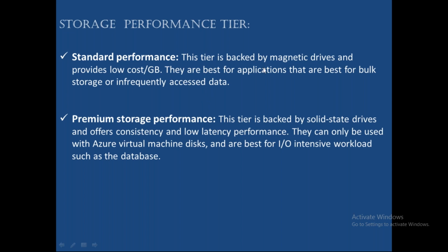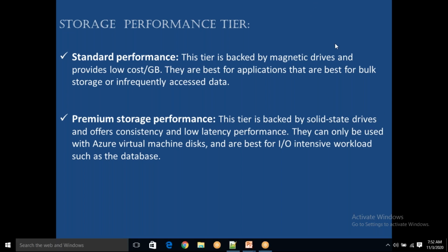You can see this tier is backed by magnetic drives and provides low cost per GB. The cost is less, but there will be a performance impact. They are best for bulk storage or infrequent access data. If you are not going to access data frequently, then you need to go with the standard performance. Premium storage gives better performance, and the backend drives are solid state drives. Okay, clear? Any doubts here?